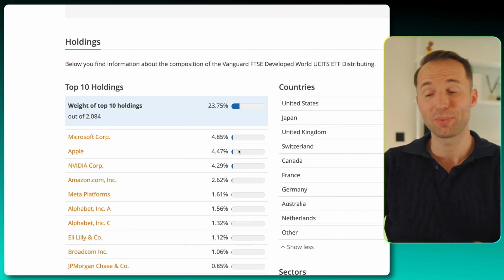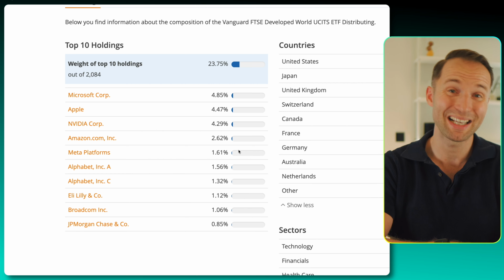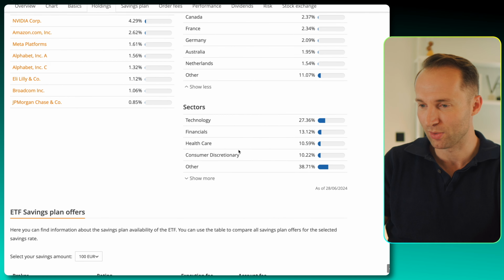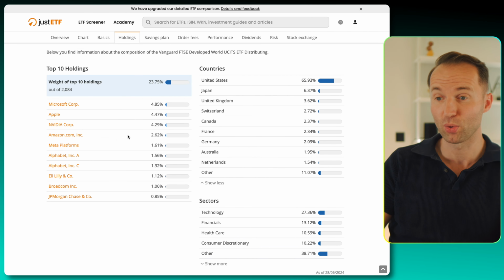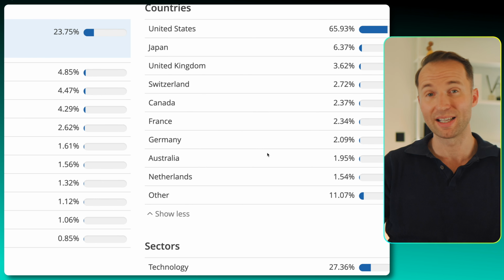So when you look at the top 10 holdings, some of you may notice that it very closely mimics the S&P 500, which I'm a big fan of. But hey, it is what it is. And when we look at the sector breakdown, it's very similar indeed. Of course, some of the smaller holdings here will include some other companies, as it shows, from the Netherlands and from Australia.